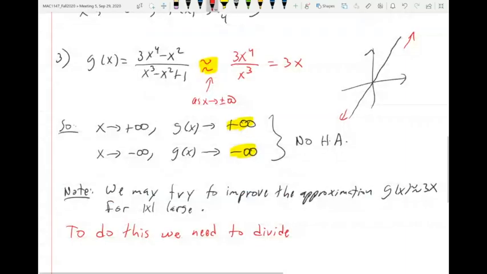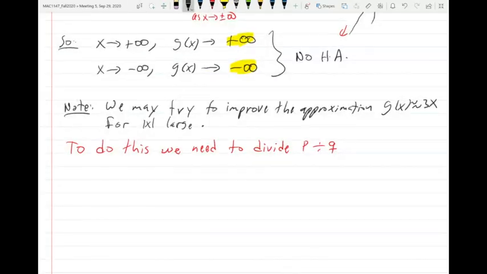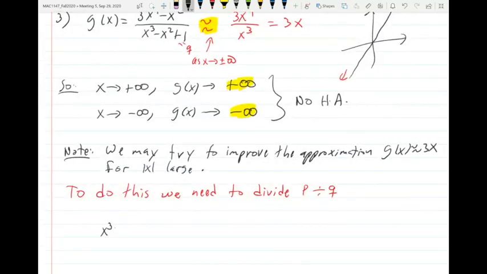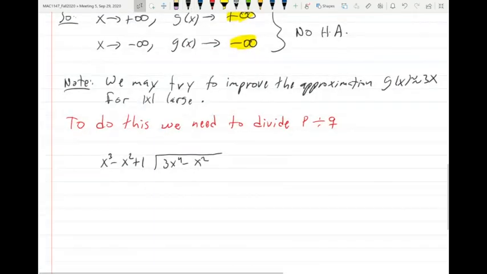So let's say that we call this one P, and let's say that this is Q. We're gonna divide P divided by Q, okay? So in this case, we're gonna do long division. So let's see, what was our Q? It was x cubed minus x squared plus 1. Then you will see why. It will be clear why this is gonna work. All right, so let's see.